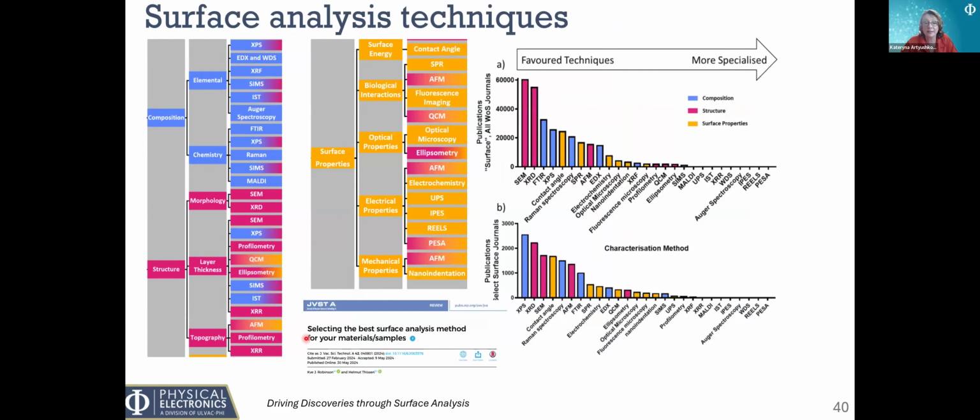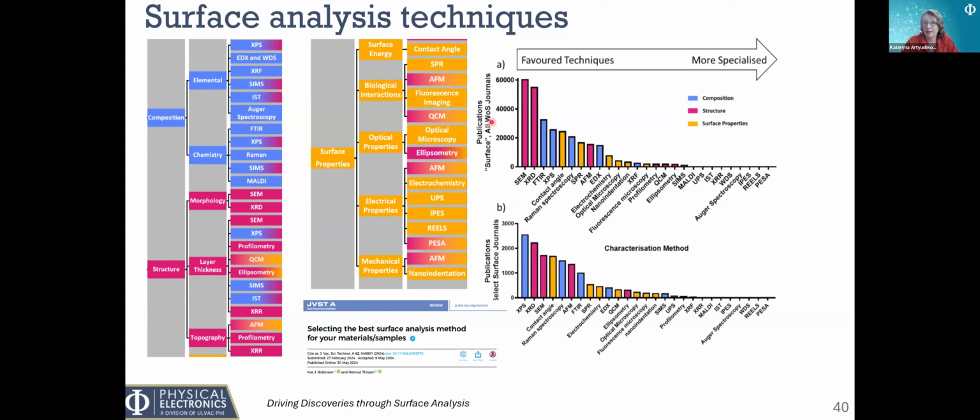This paper is about selecting the best surface analysis method for your material and sample. It's a really great review depending on what exactly you are looking for, whether it's elemental, morphological, thickness, etc., and then what the actual properties are: energy, biological interaction, optical properties. It really helps in selecting the most important technique. And you can see that from all of the techniques, if you look at what's the most common from the surface, XPS is number one.